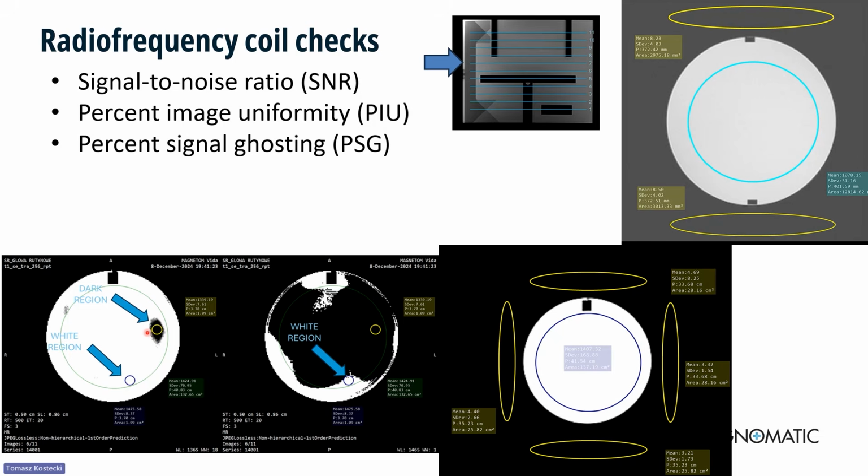Right? So here we have the percent image uniformity. We have to take 2 ROIs, in the dark region and in the white region. In the percent signal ghosting, we place 4 additional ROIs, and for signal to noise ratio, we just calculate those 3 ROIs.